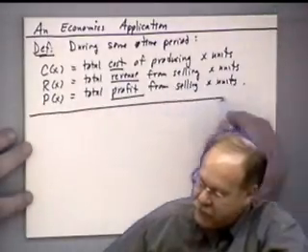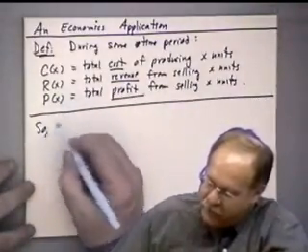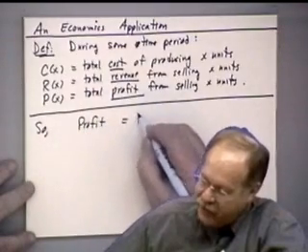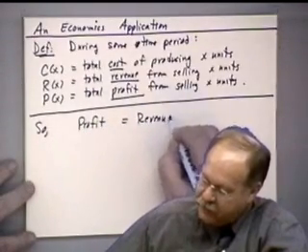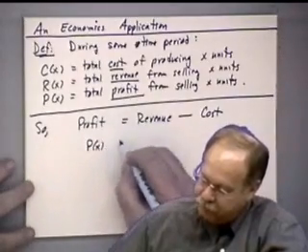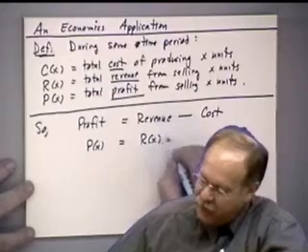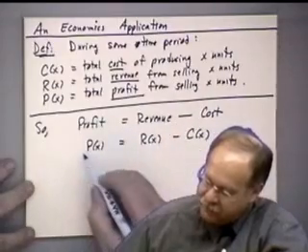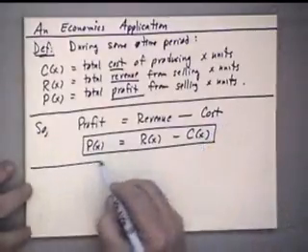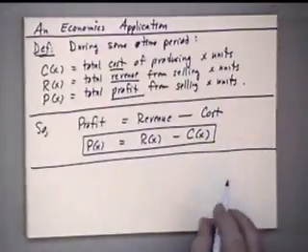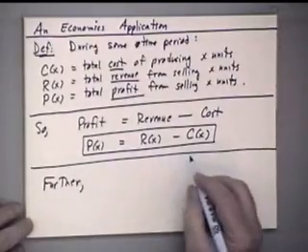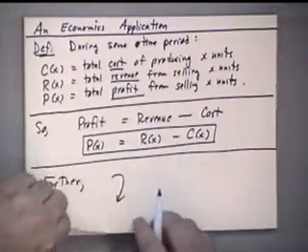Okay, so there are some basic definitions. So profit is defined to be what remains after you take your revenue and you subtract away the cost. So P of x is defined to be R of x minus C of x. Okay, good. Now, further, what else can we say based on some knowledge from economics?